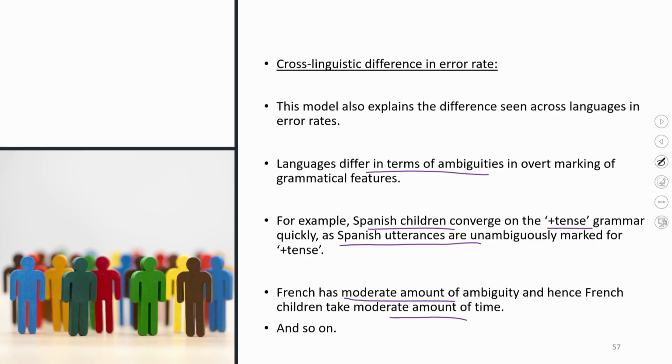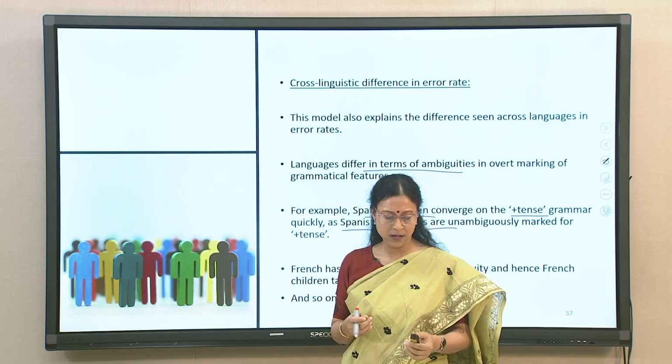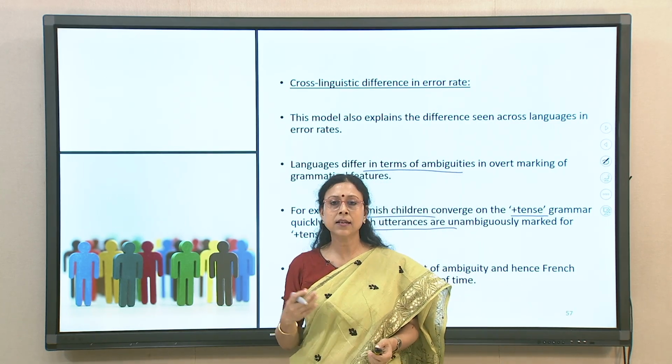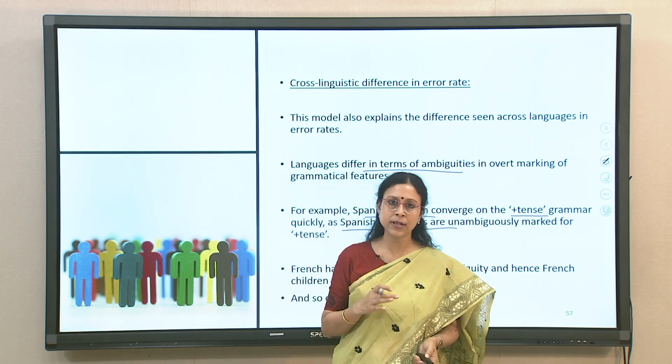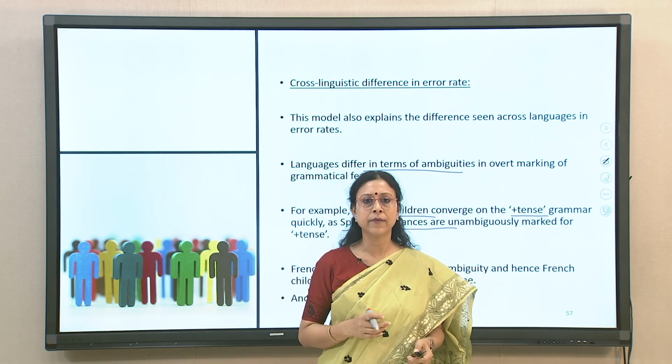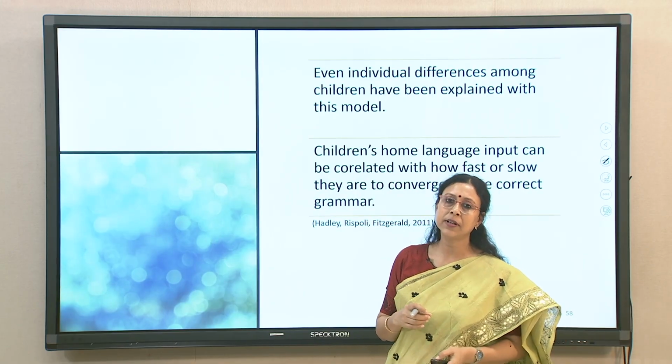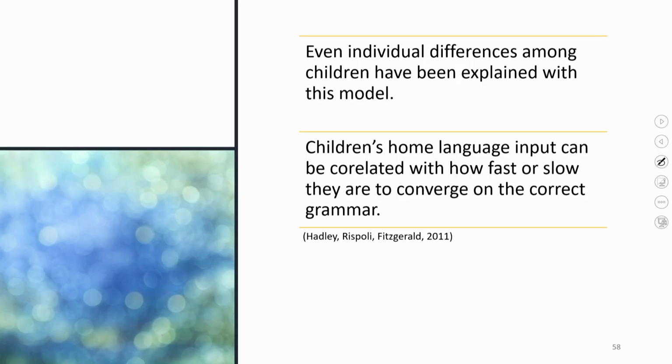So, there is a neat format within which the language structure, the amount of ambiguity and the kind of delay that the children show, there seems to be some sort of an equivalence. So, this is also fine. Even individual differences among children have been explained with this model.